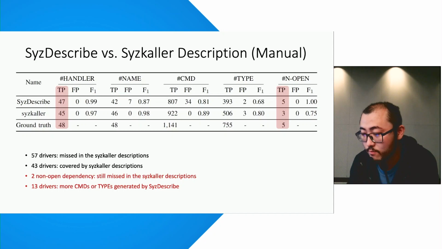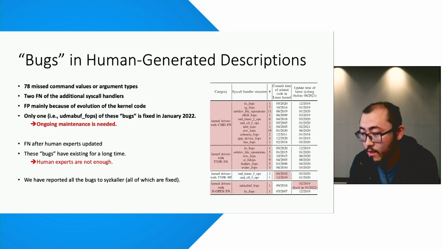Overall, SyzDescribe finds more command values and argument types for 13 drivers. We then analyze those 13 drivers to understand the possible bugs in the human-generated descriptions. SyzDescribe recovered 78 missed command values or argument types. We also found that there are 2 false negatives of additional Syscall handlers in the human Syzkaller descriptions.